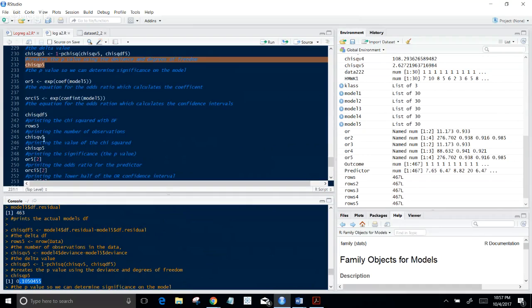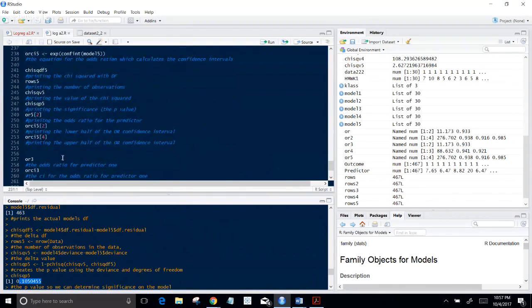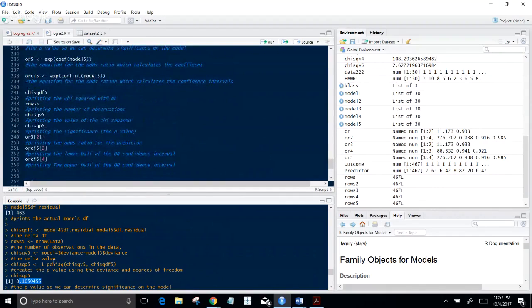So we're not really worried about the odds ratio for this model, but we did calculate them.